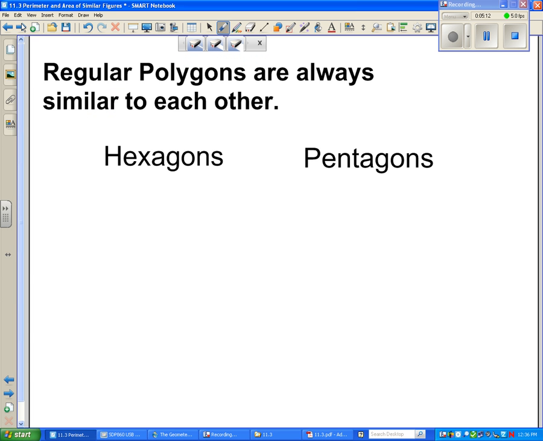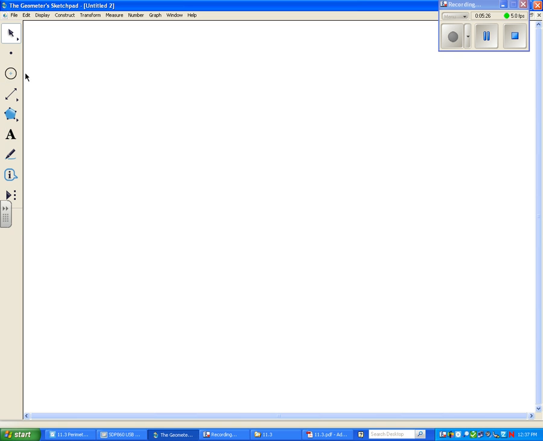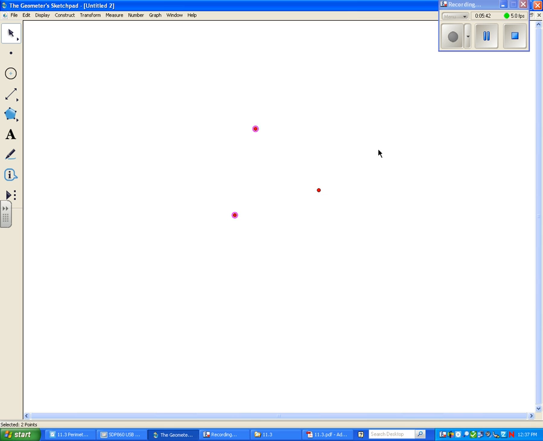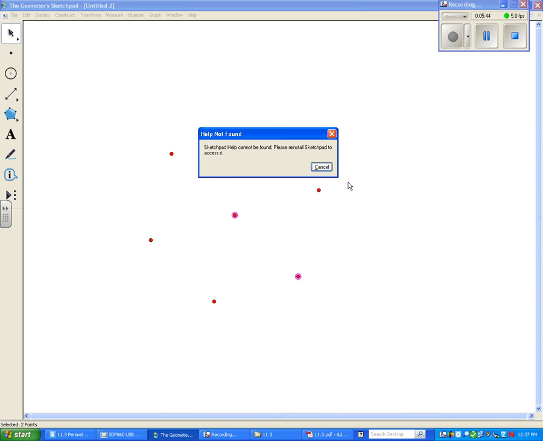All right, regular polygons are always similar to each other. I would like to illustrate this in Sketchpad, and I decided to go ahead and build it in Sketchpad with you. So give me a second while I pull it up. Let's talk about polygons for a second. Notice if I were going to build a hexagon, I would need to rotate this point around this point 6 even times within 360. So if I rotate this, that's obviously 60, but you can also type it this way, 360 divided by 6, which is 60 degrees. So I'm going to rotate this 6 times, and we're done with that.